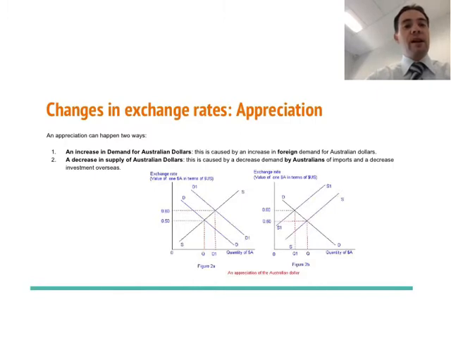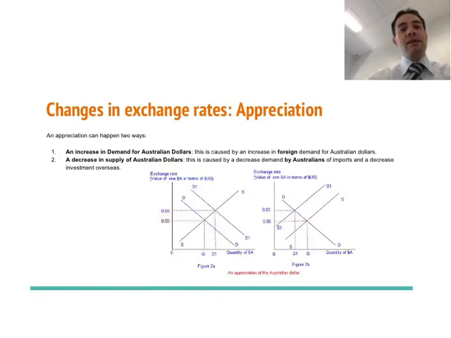So let's take the first panel here. If we see an increase in exports of Australian dollars, we will see the demand curve move from D to D1, because there's an increase in demand by foreigners for our exports, so they need to pay Australians in Australian dollars. They flood the market, they demand more Australian dollars, so we see an increase in the demand of Australian dollars. This moves the original equilibrium at 0.5 to a new equilibrium at 0.6, appreciating the Australian dollar by 10 cents.